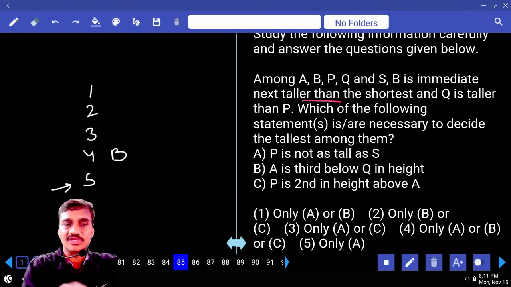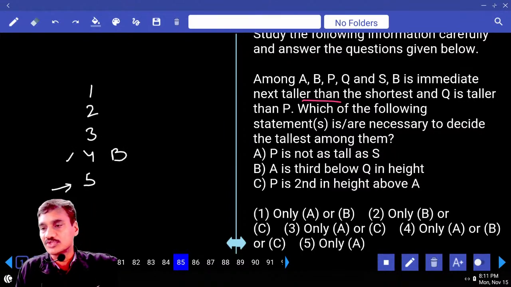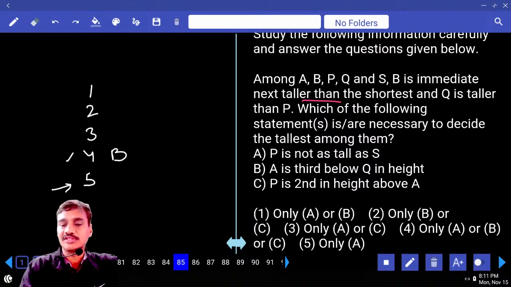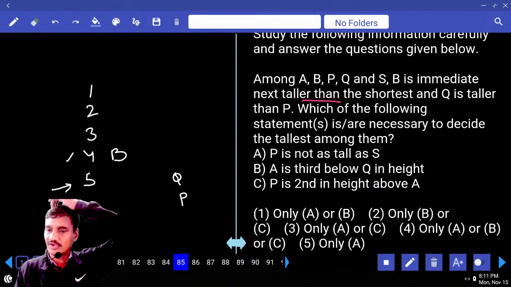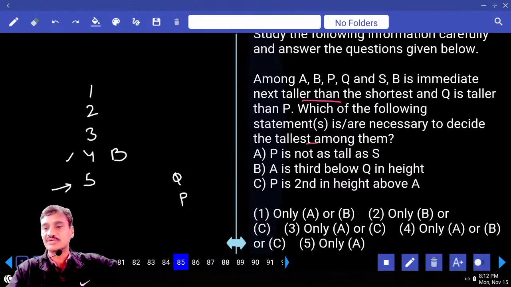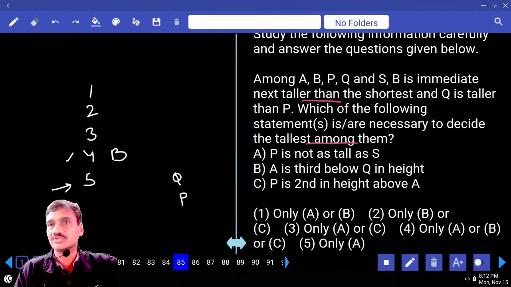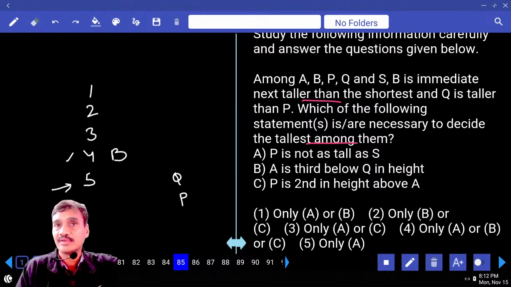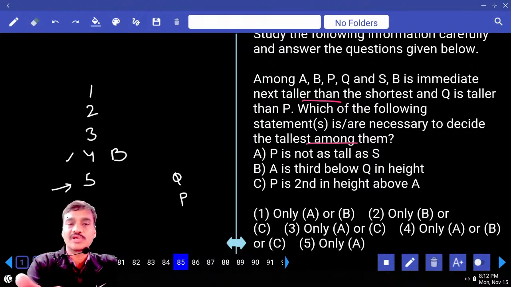Shortest is 5th position, immediate taller to that one is 4th position. And Q is taller than P. Q is taller than P, that's the information given. Then which of the following is necessary to decide the tallest among them? Tallest ఎవరు ఉండొచ్చు చెప్పండి as of now. Now without going into the data, who can be the tallest?